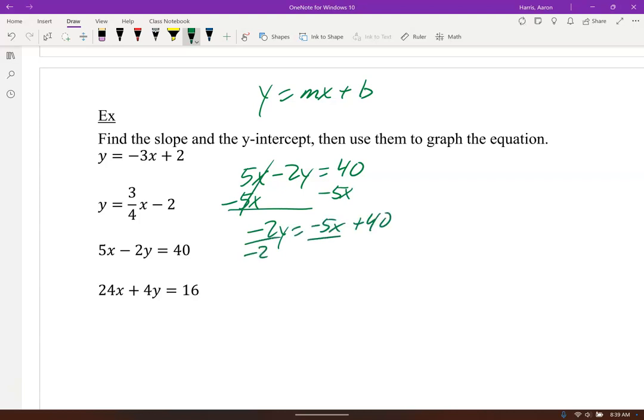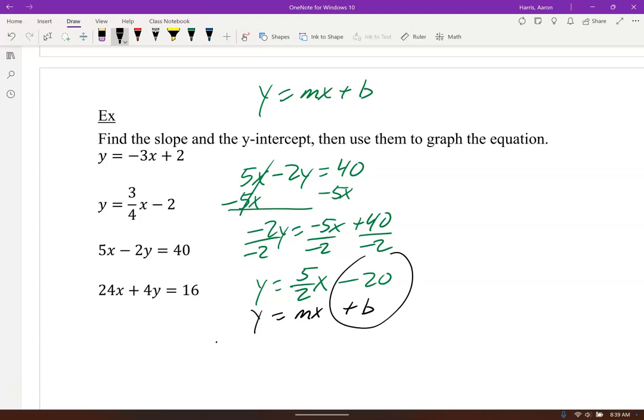Now divide everything by negative 2, both sides by negative 2. So negative over negative is positive, and 40 over negative 2 is minus 20. And now I say, oh, there it is, y equals mx plus b. So b, number 1, the y-intercept is negative 20. So that's the point 0, negative 20.